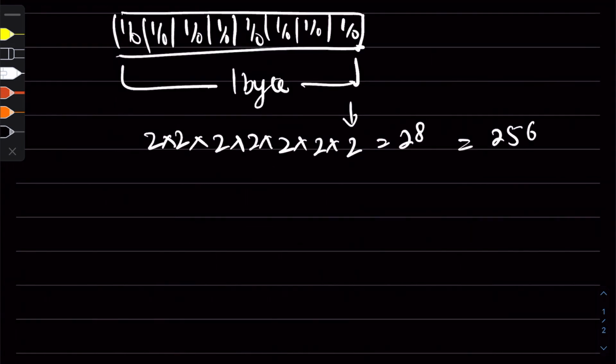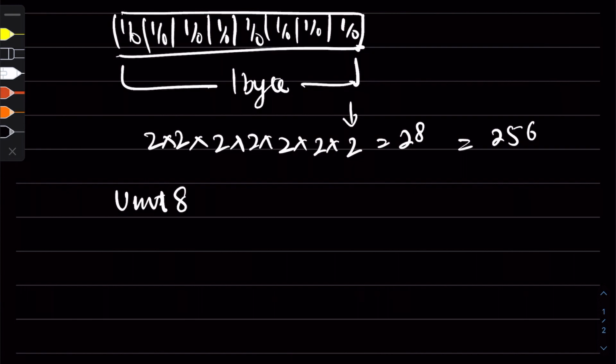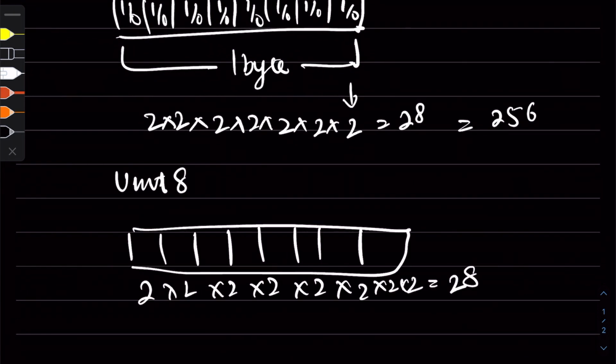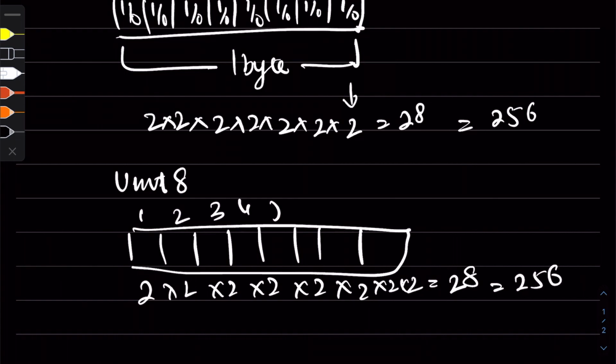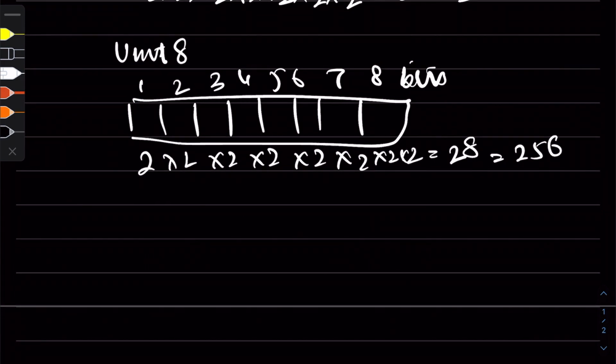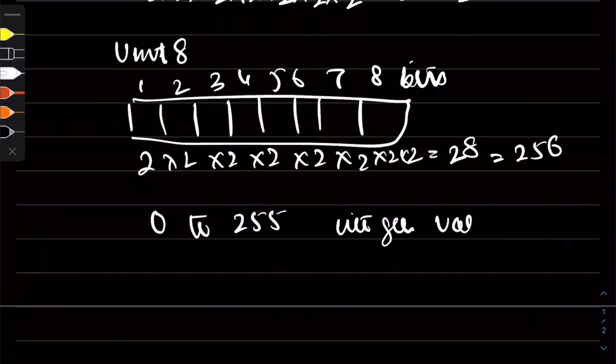So now if we talk about unsigned int 8, which has 8 bits, you can see it can hold 2 raised to power 8 combinations, or 256. 1, 2, 3, 4, 5, 6, 7, 8 bits. Since 0 is considered a positive number, it can hold integer values from 0 to 255.